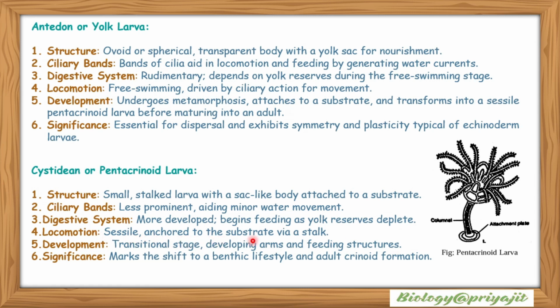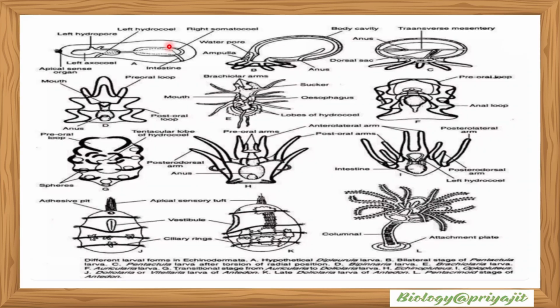Locomotion: sessile, anchored to the substrate via a stalk. Development: it is a transitional stage, developing arms and feeding structures. Significance: it marks the shift to a benthic lifestyle and adult echinoderm formation. So this is the image of different types of echinoderms.